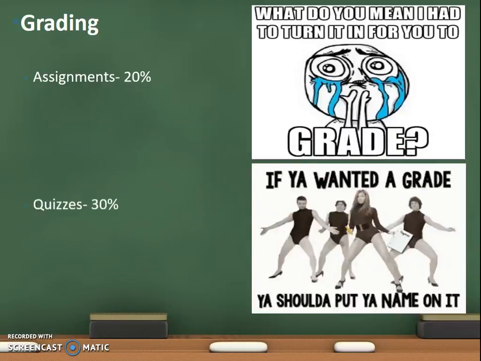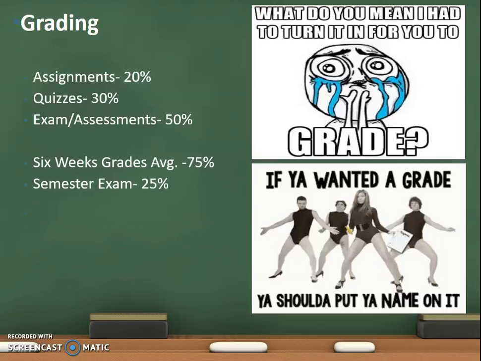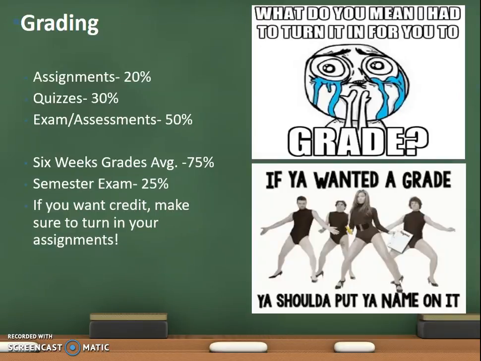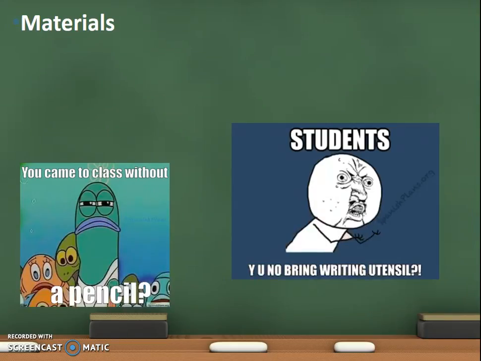I put in my grading policy: what assignments are worth, quizzes are worth, exams are worth, and then my 6 weeks averages and semester exams. If you want credit, make sure to turn in your assignments. So many times we have students who don't turn in assignments and they expect to get credit for it because they did it or we saw them do it in class. So just make sure that it's in your syllabus or in your procedures. And of course, make sure your name's on it.